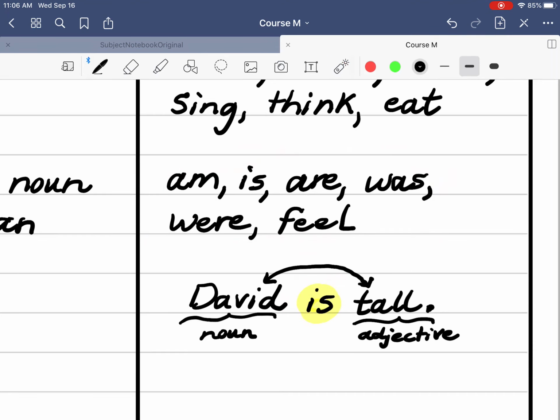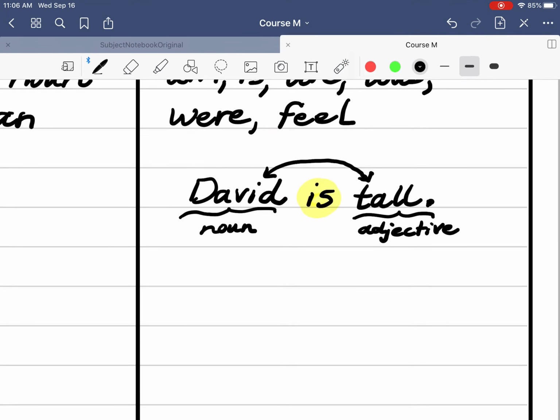Here's another example. Let's use one with a pronoun. I feel ill. Okay, there's the linking verb feel. And I know that because I've memorized that. In 7th grade, I memorized my linking verbs. It links the pronoun I to a descriptor.